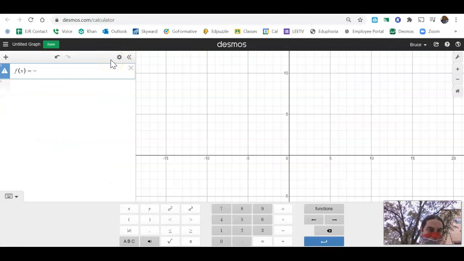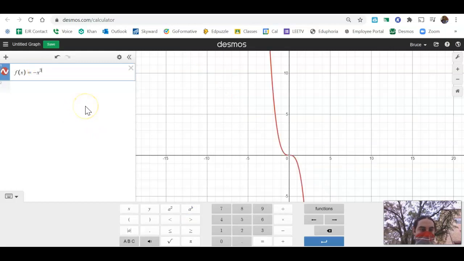So negative x, and for cubed, okay, instead of this, I'm going to click the little a to the b power button, because that's going to give me a, you barely saw it, but it moved up here, so I can type a little 3 for cubed. And then you press the right button. So now we have negative x cubed. Okay, this is how you get a cubed right here.